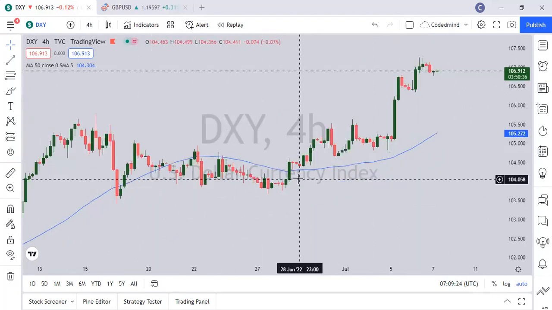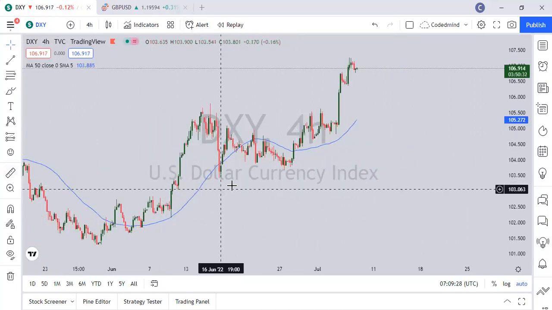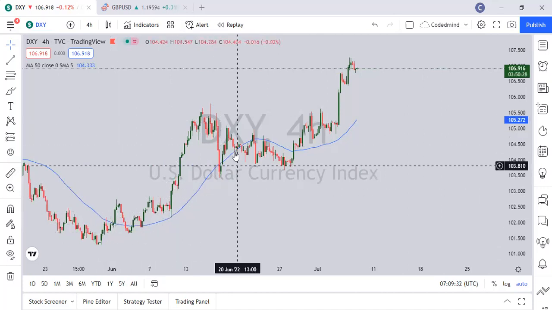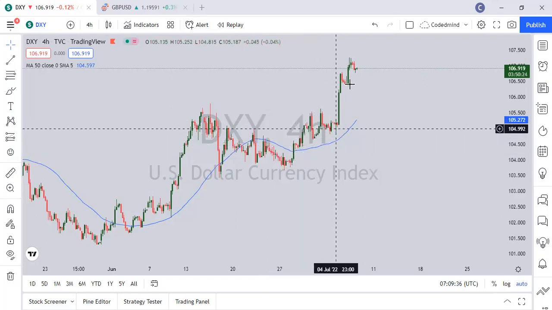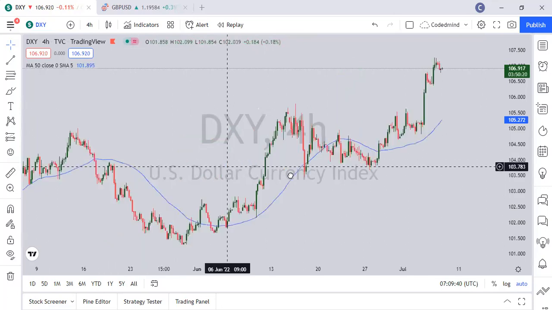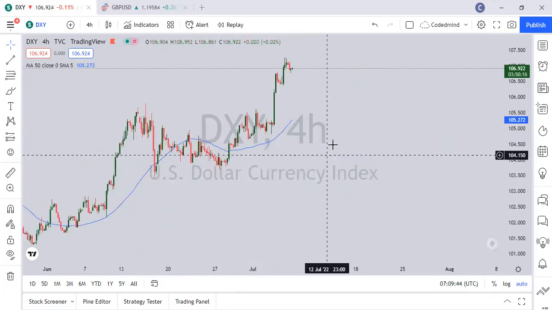It has been coming to retest this 50 MA. You can see break, retest, came back, retest, consolidated for some time, break, and then retest, and then we push to the outside. We've taken out this high over here. So we have been taking out a series of highs on DXY.